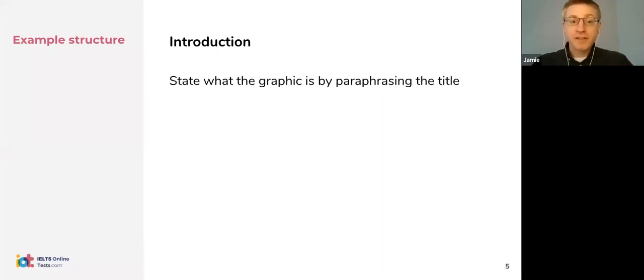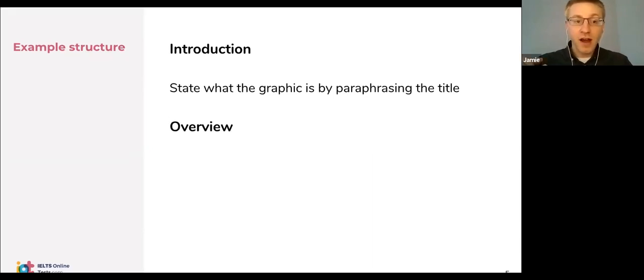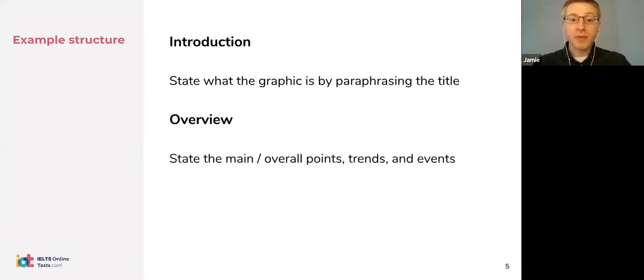Secondly, we can write an overview. And as we mentioned, this is where you state the main points, the main trends and events. And you would just choose 2 or 3 key pieces of information to mention here. You don't need to go into too much detail. You'll just simply describe the main movement, the highs and lows. You don't need to give figures or necessarily dates at this point. That will come next in the description part.